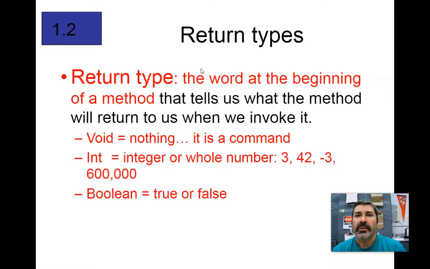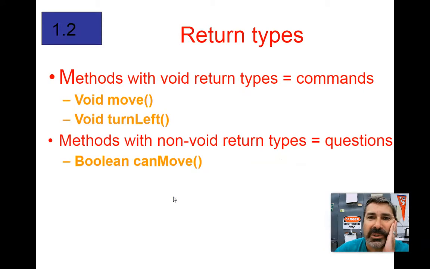Okay, write this down. Write down return type. There is a word at the beginning of a method that will tell us what the method will return when we invoke it. So if it's void, that means nothing. It means it's a command. If it has an int return type, that means it's an integer or a whole number, such as 342, -3, 600,000. If it's Boolean, that means it's true or false. Write that down. That's important. We're going to be using that.